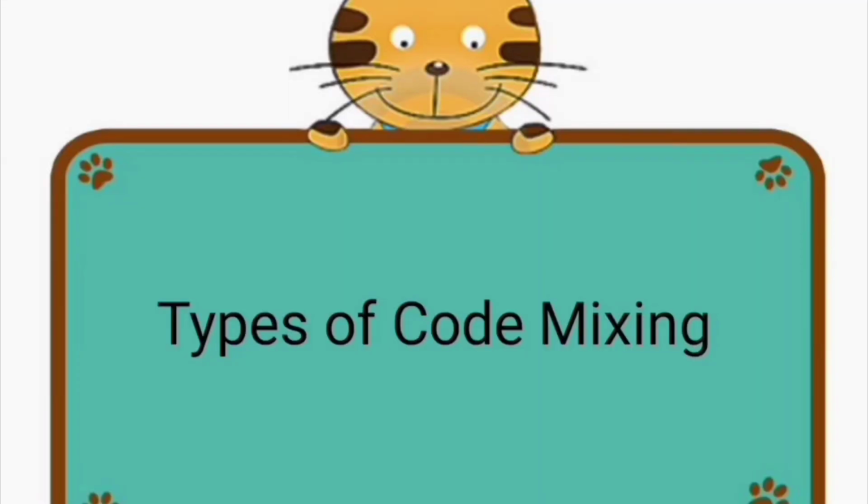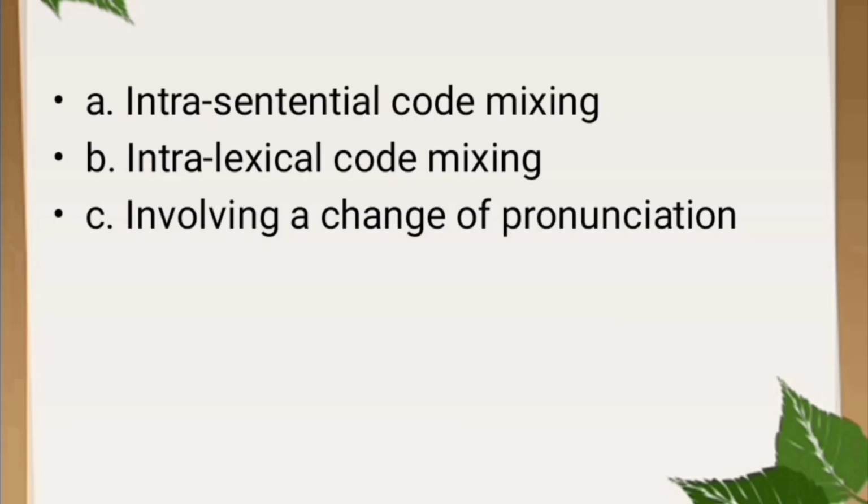And the next point is types of code mixing. The first one is intrasentential code mixing. This kind of code mixing occurs within a phrase, a clause, or a sentence boundary. And B, intralexical code mixing. This kind of code mixing occurs within a word boundary. And the last one is involving a change of pronunciation. This kind of code mixing occurs at the phonological level, as when Indonesian people say an English word but modify it to Indonesian phonological structure.